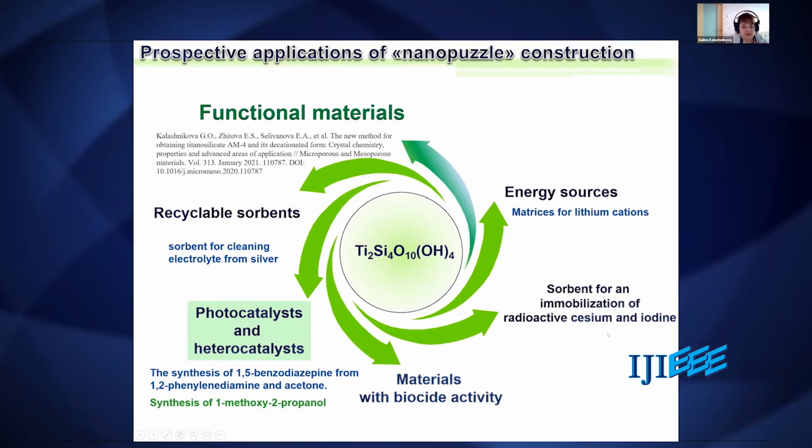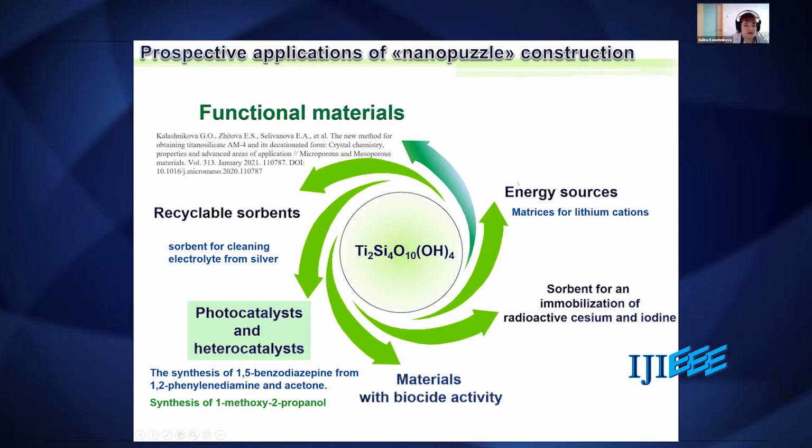And as I have already said, we can use these materials as a sorbent for the immobilization of radionuclides, cesium, strontium, and iodine too, if we use a special modification of titanosilicate, which contains silver cations.